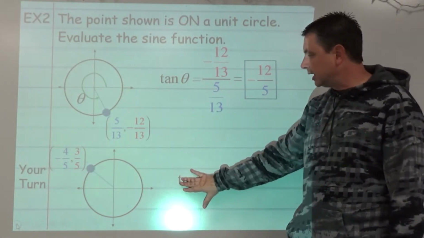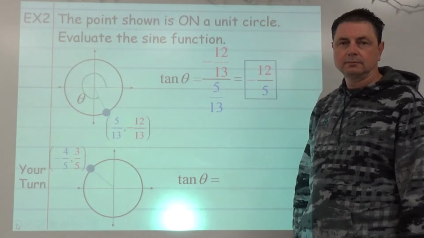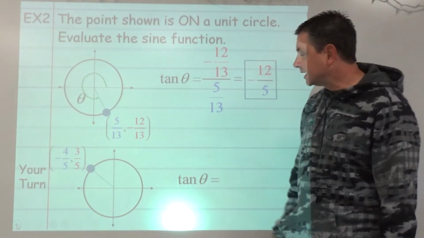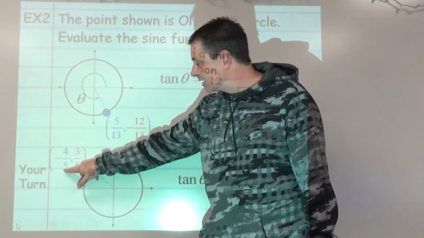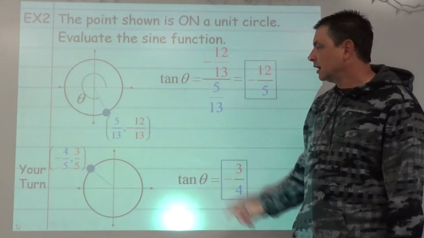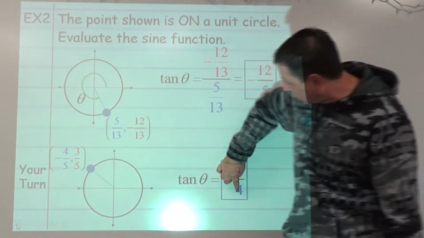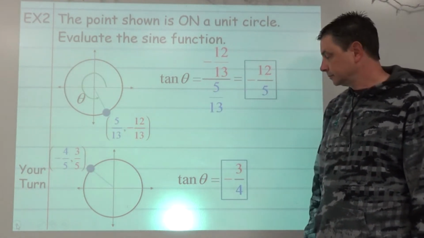Your turn. Go ahead and pause here. Come up with the tangent of theta. All right, we would set that up as the y-coordinate, 3/5, divided by the x-coordinate, -4/5. And the 5's cancel, so we get 3 over -4. The negative should probably come out in front.